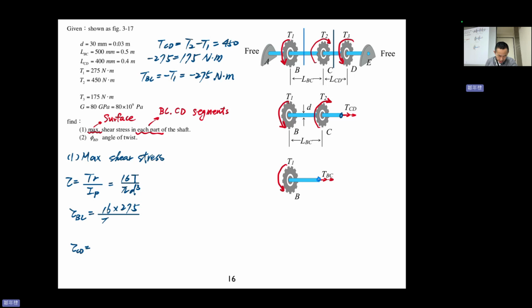and pi times 0.033 equal to 51.9 MPa. Maybe you think, why is this not minus? It's okay, because we just want to know the maximum shear stress on the surface. Depending on a different orientation, you may have positive or minus on the surface, but it's okay. We just care about the maximum value of that. All right.